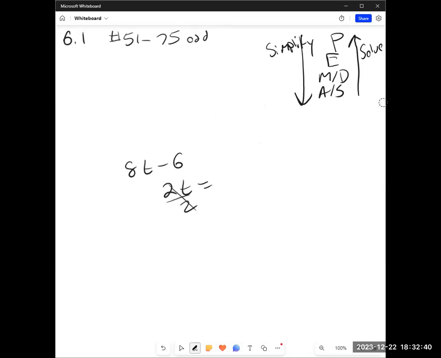You may see some examples of some contradictions that have no solution or some identities that have the solution as all real numbers in a little bit. Keep your eye out for those.